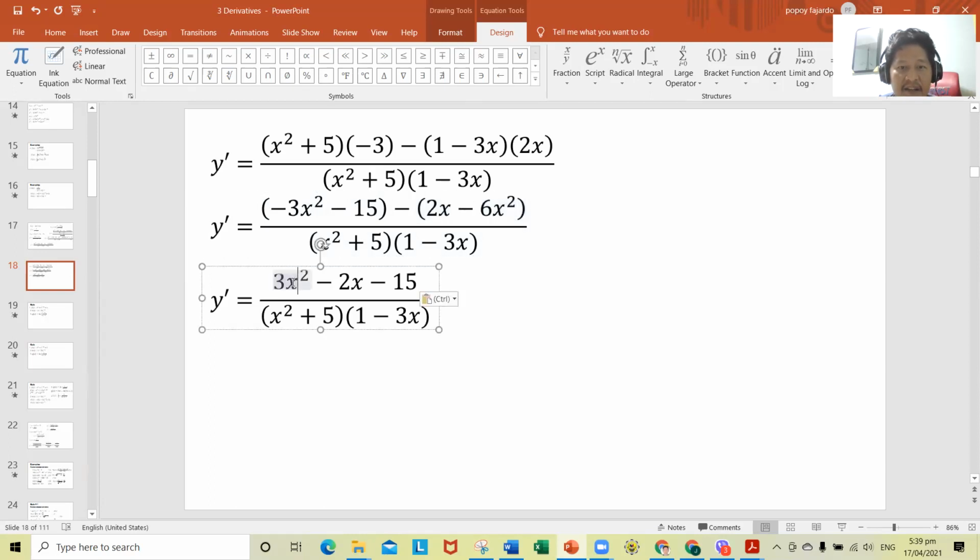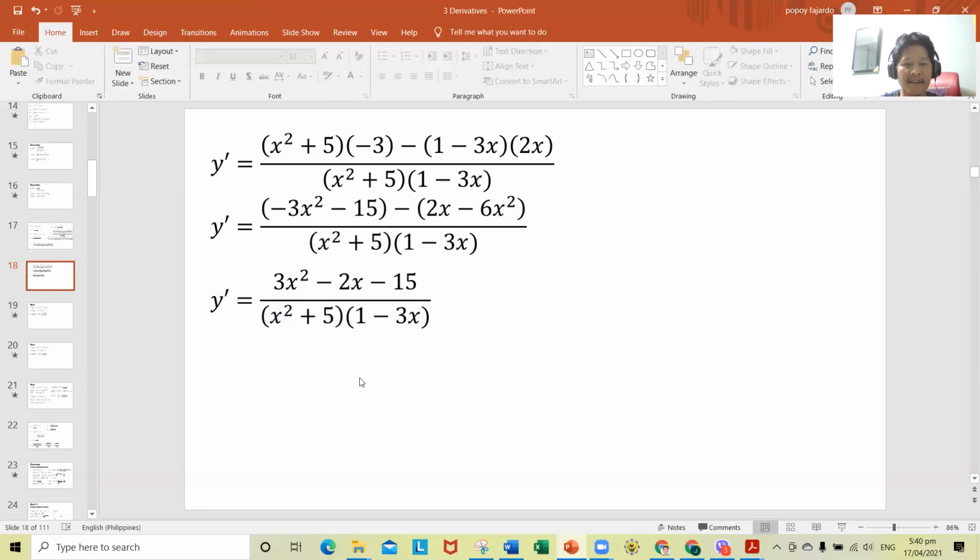Ito na yun. Next, itong negative 2x, wala naman siyang ibang kapareha. So kinopya lang natin negative 2x at saka si negative 15, nilagay lang din natin. Kinopya ko lang din yung nasa denominator. So ito yung natira. Okay? Malinaw? Malinaw po ba? Yes po, sir.